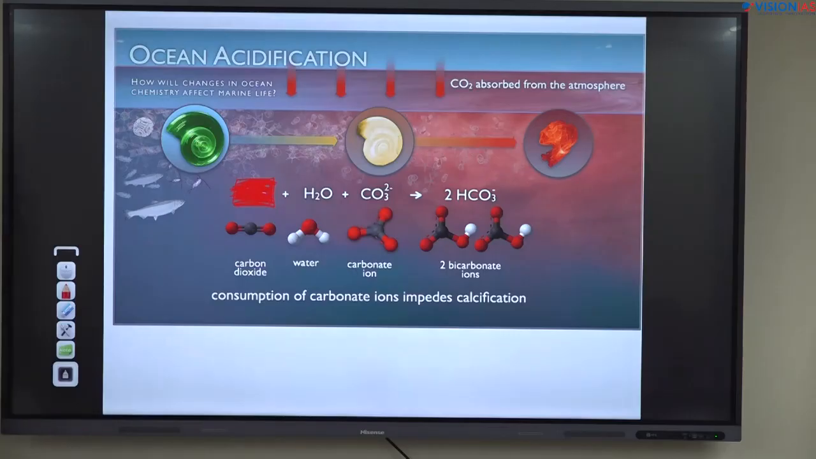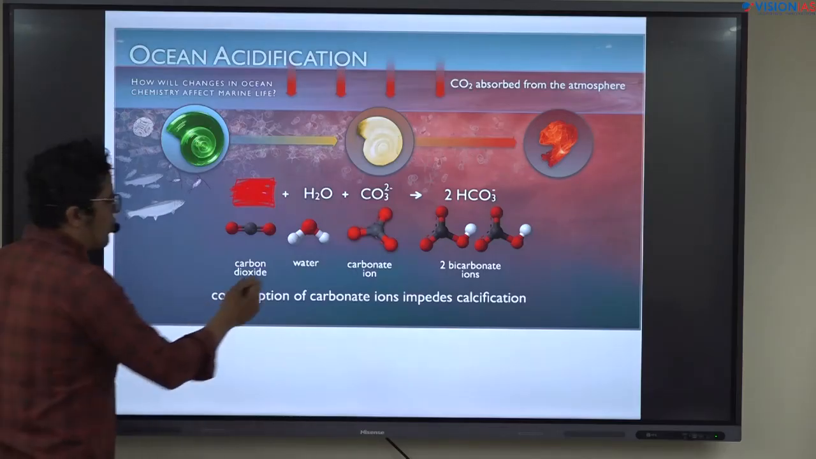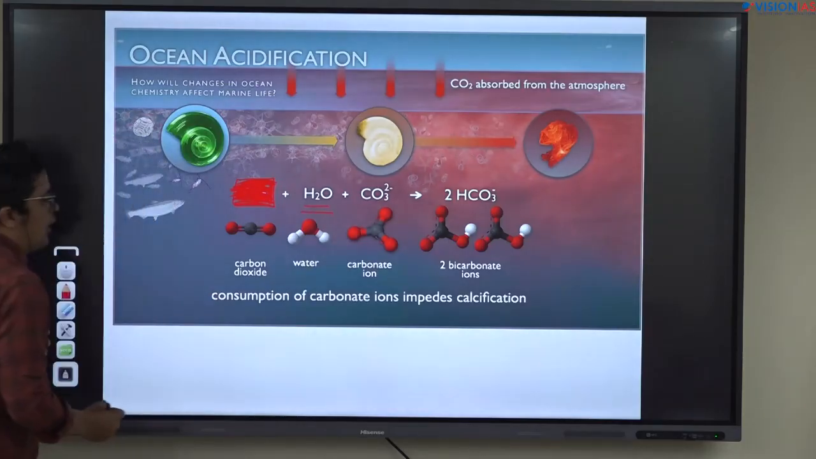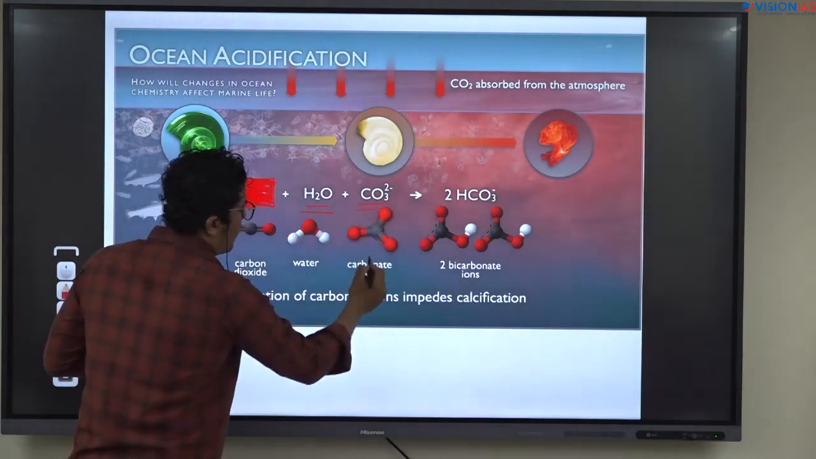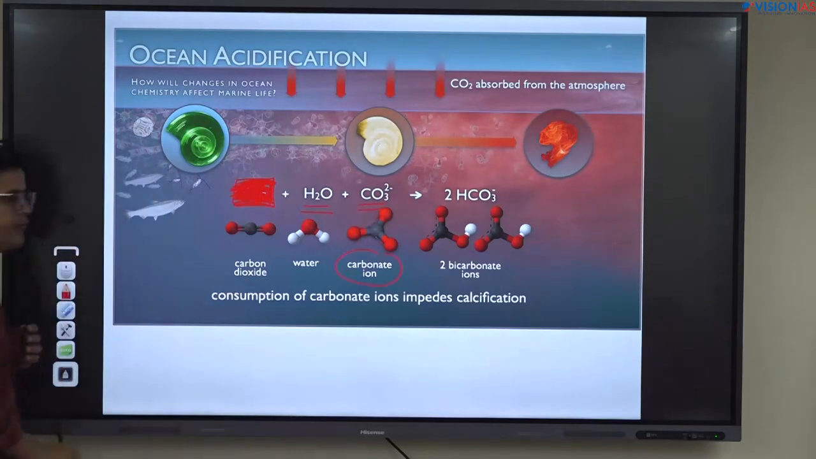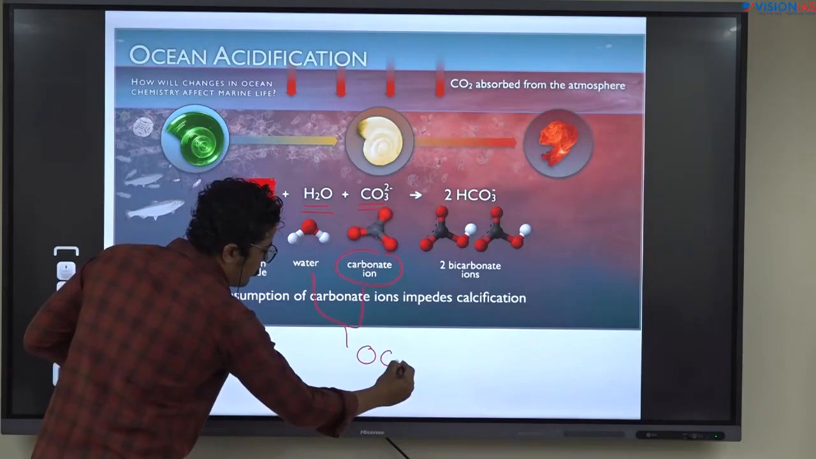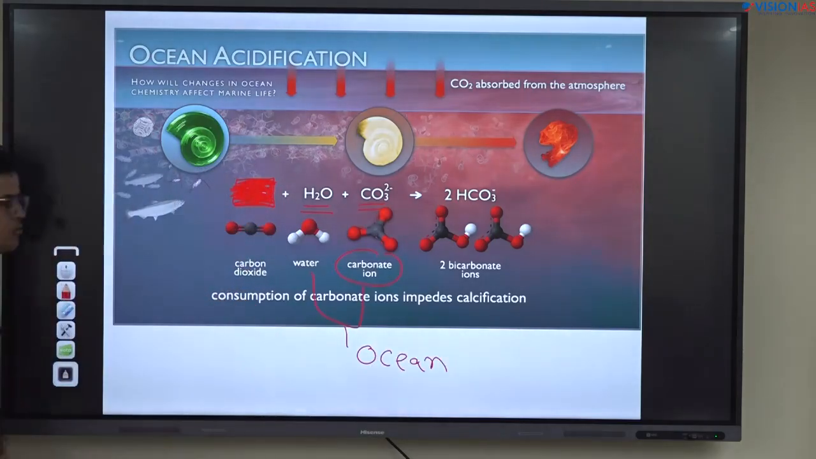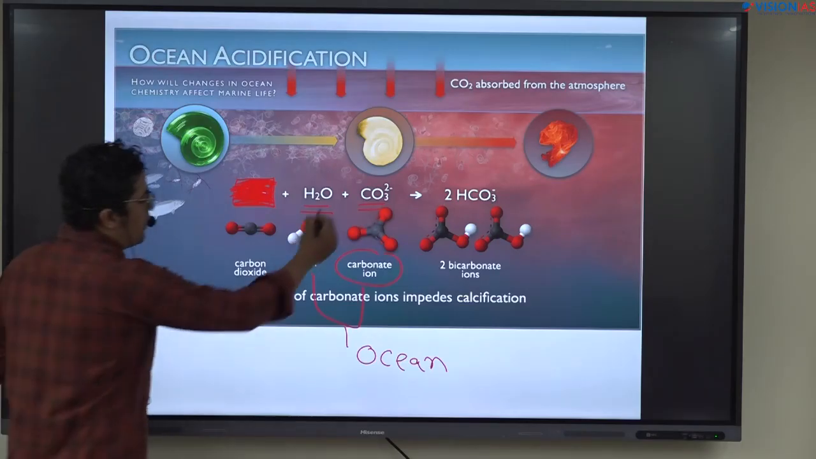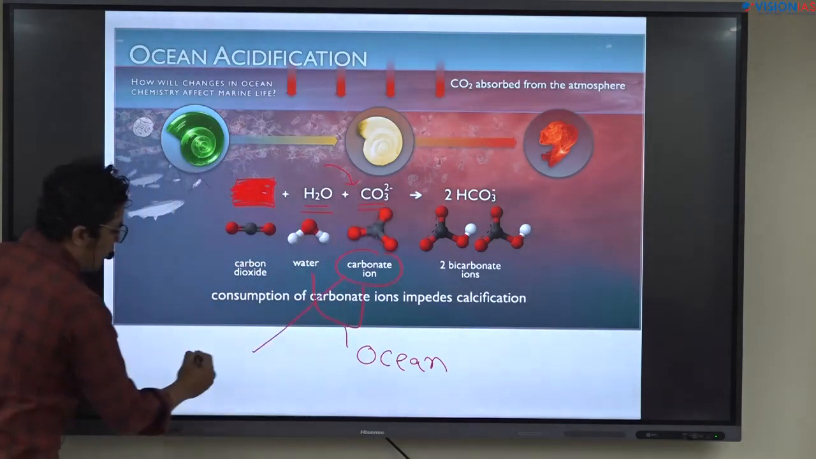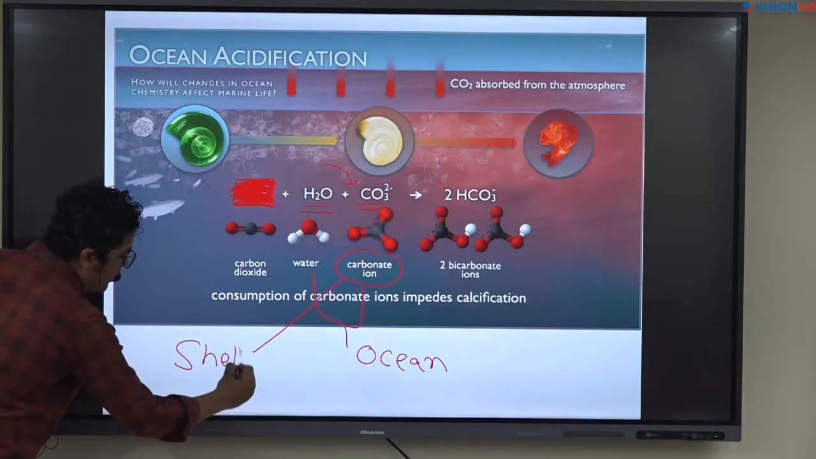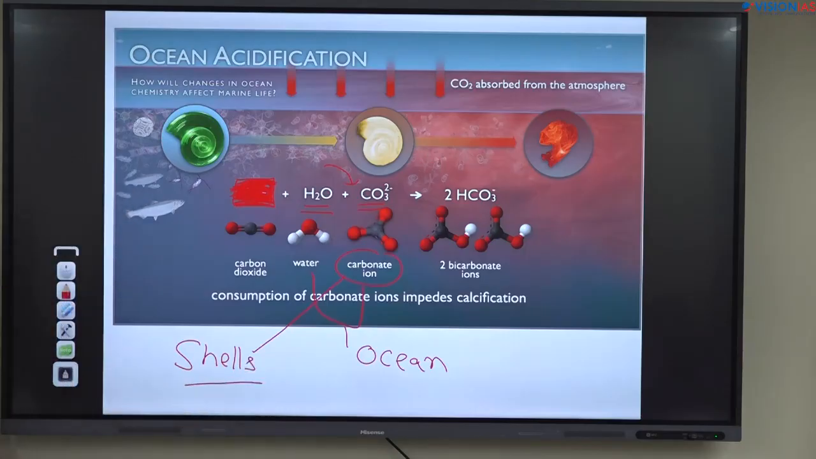Okay. So now what are you looking at? You are looking at water and carbonate salts which are present in water. So this is ocean water. In ocean water, salts are present. Carbonate is present in it. Natural process. Now this carbonate is needed by marine animals to make shells. Carbonate is needed by marine species to make their shells.